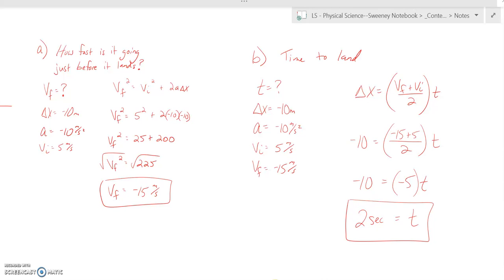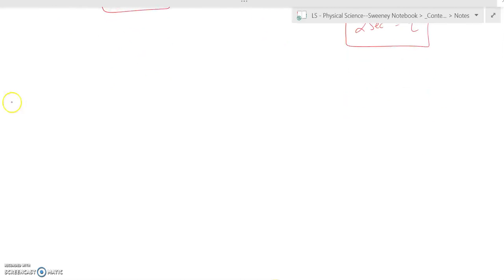I'd like to do one more example before we go through the answers to Monday's homework. So we'll just move on to a new example. Hopefully this example helps you out with your homework for tonight.